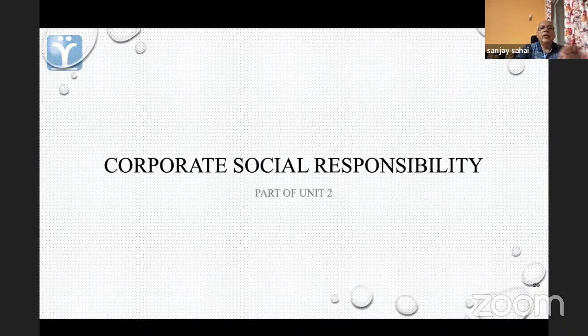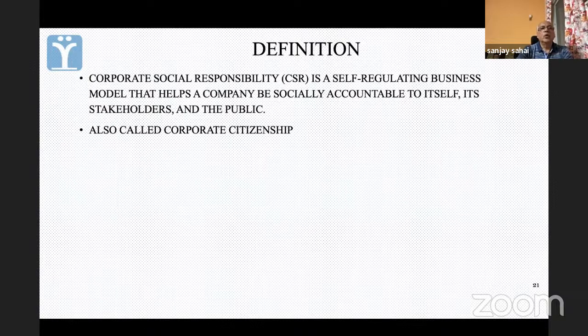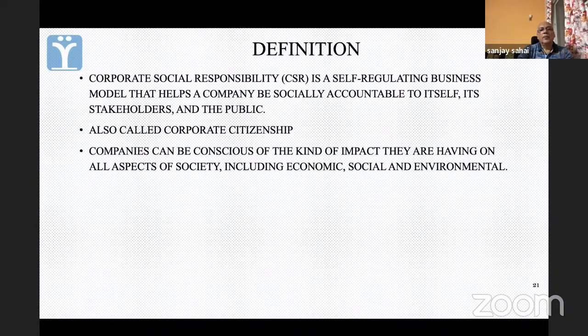Okay. Now we come to something which is not financial exactly, but which, in an indirect way, helps the reputation of the company. So CSR, once again, you would have studied this in your BCom, is a self-regulating business model that helps a company to be socially accountable to itself, its stakeholders, and the public. That is the definition. Also referred to as corporate citizenship. Companies can be conscious of the kind of impact they're having in all aspects of society, including economic, social, environmental.